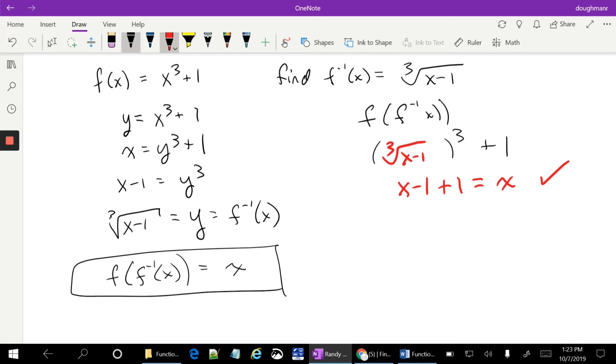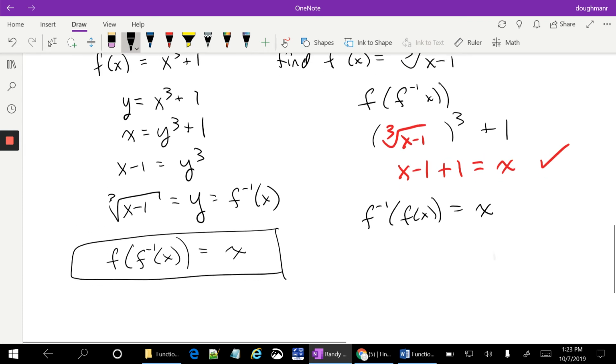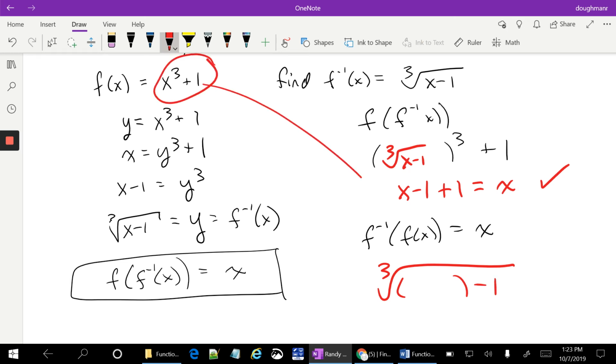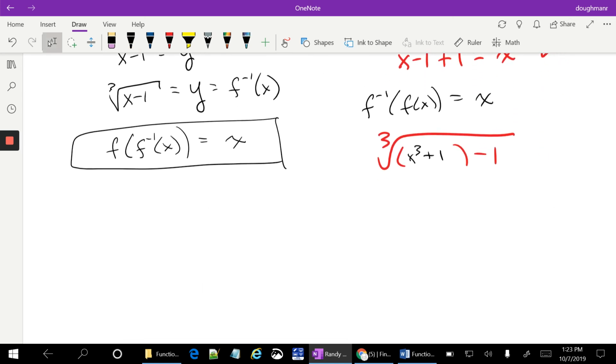And I should actually be able to go the other way. I should be able to do the inverse of f of x and get x again. Now let's see if that works. So let's start off with the inverse, which is the cube root of x minus 1. I'm going to put f of x in here, which is x cubed plus 1. And then I'm going to solve.